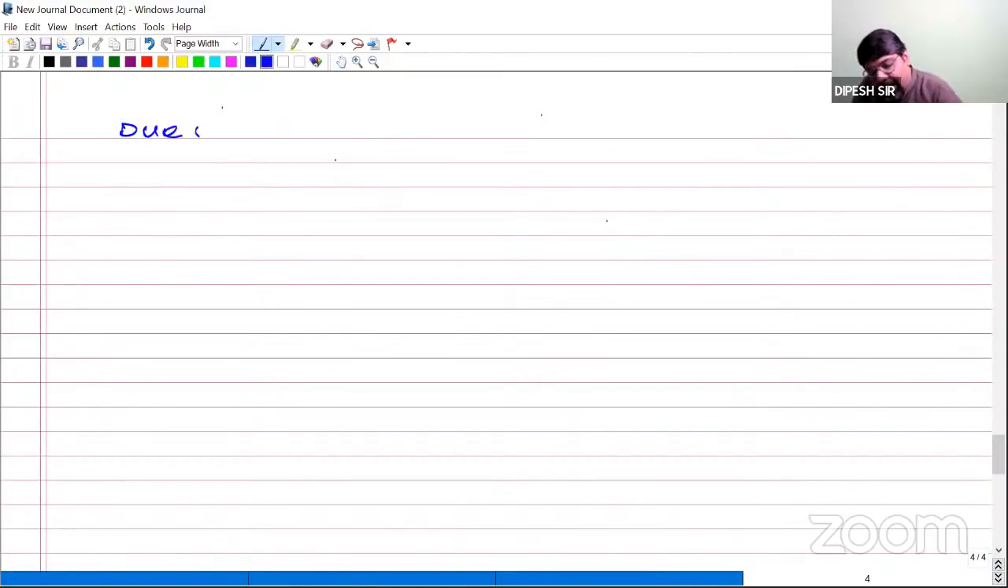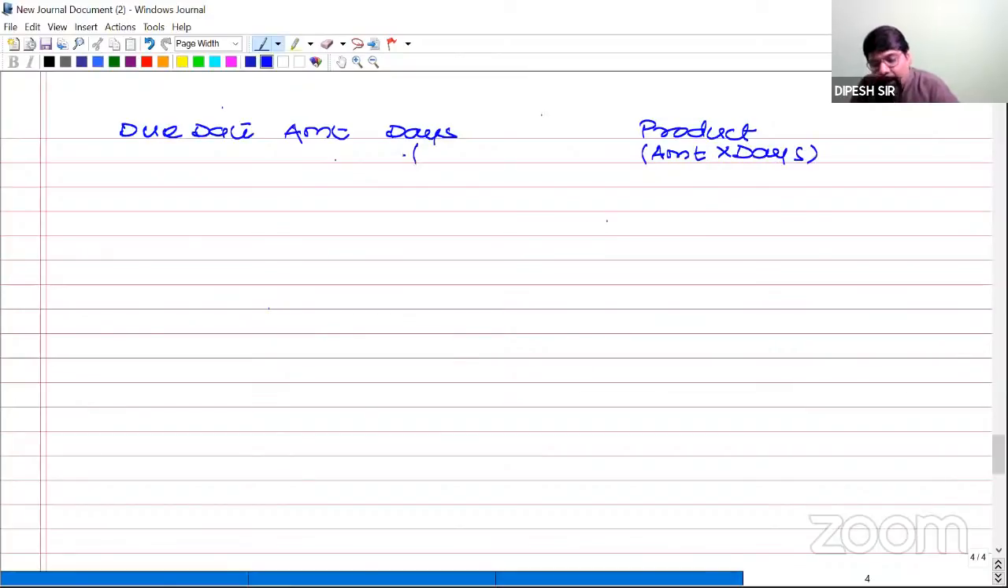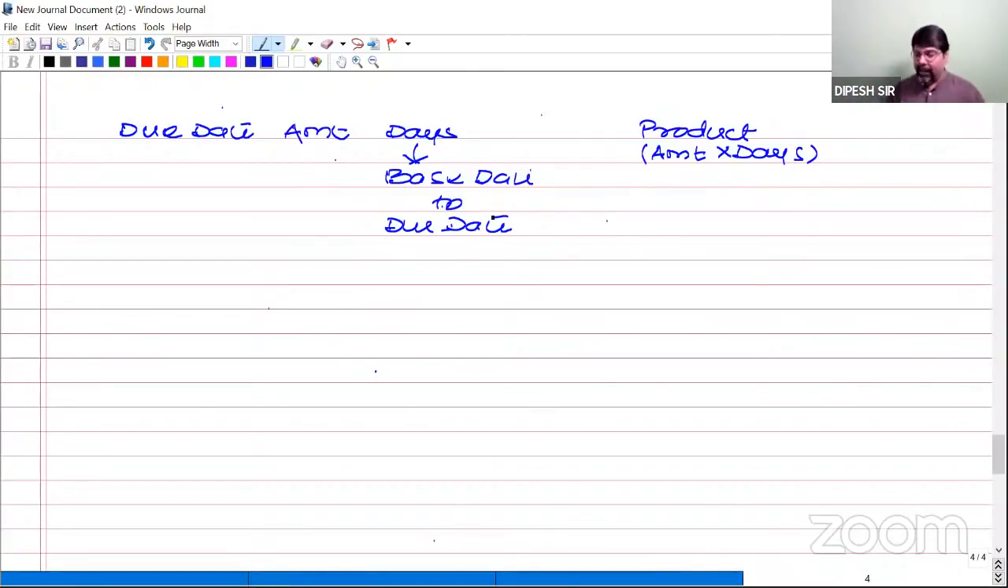Due date. Correct? Amount. Days. Product. Product is equal to amount into days. What is days? Base date to due date. And due date may be given or it needs to be calculated.